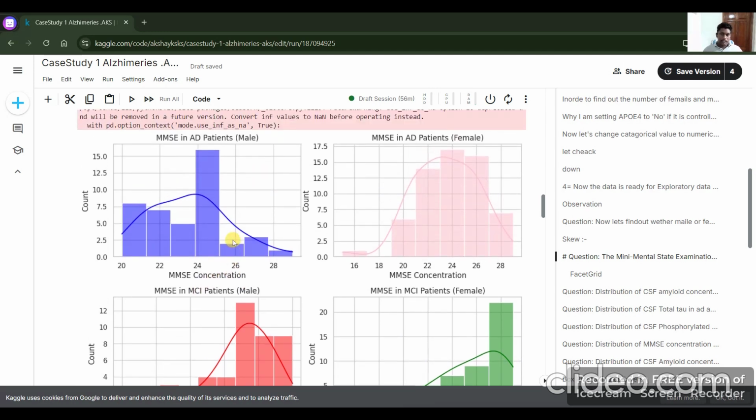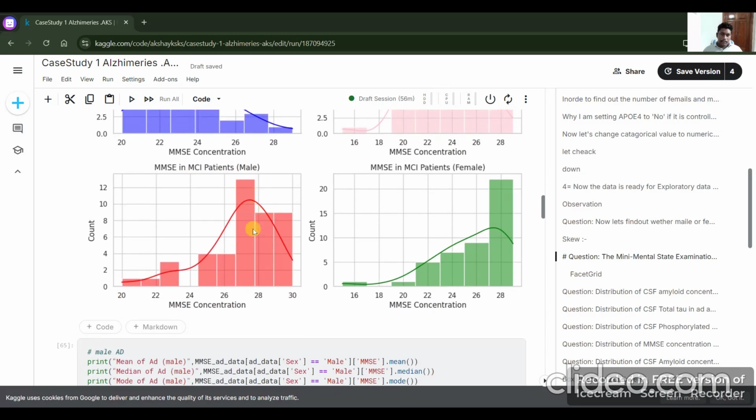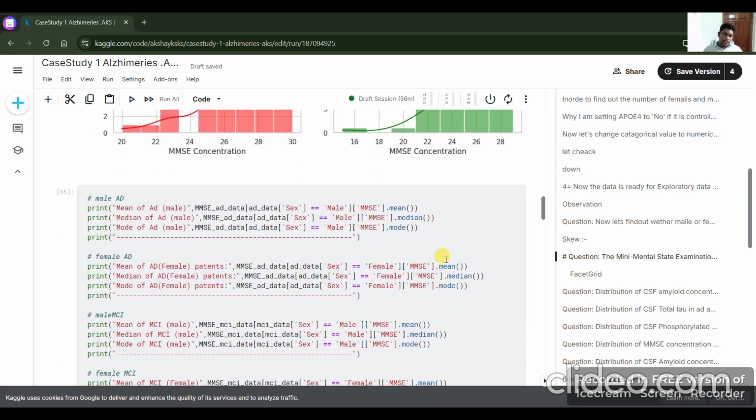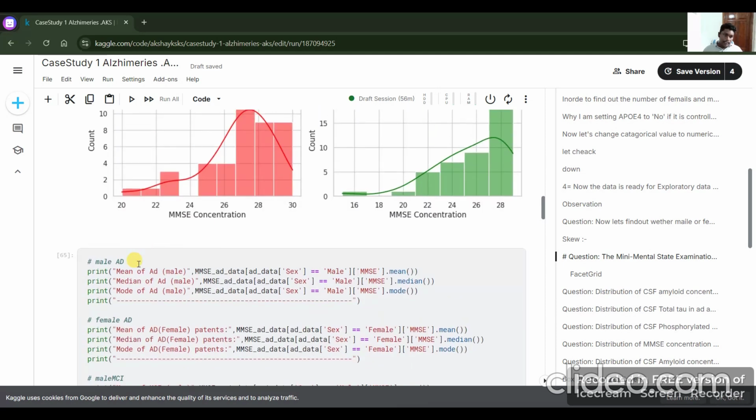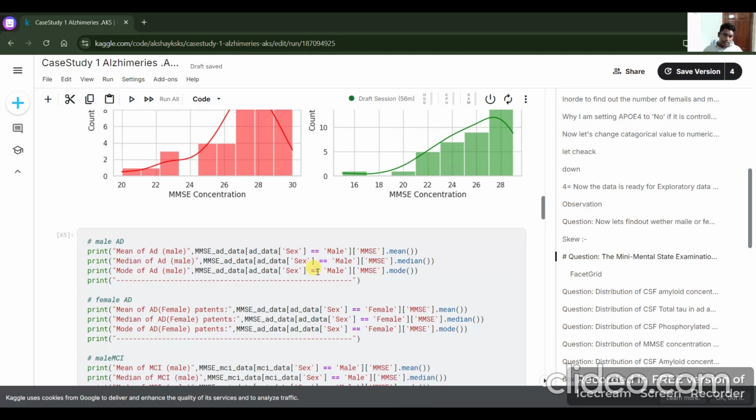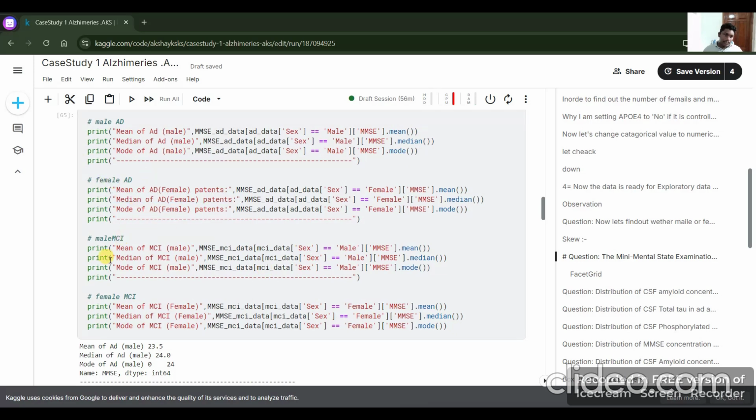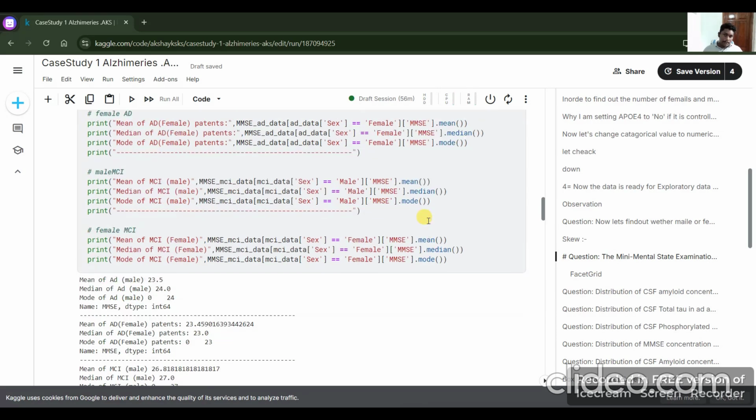MMSC concentration. MMSC male and female. MMSC in male and MMSC in female, variation of graph we can find, and then after that male AD, male female AD, male AD, female AD, median, mode.